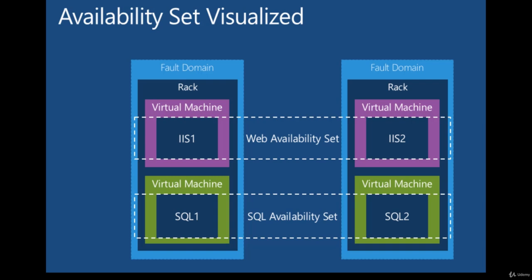So a fault domain defines a group of virtual machines that will share a common set of hardware switches that share a single point of failure. For example, that will be a server rack serviced by a set of power or networking switches. Virtual machines in an availability set are placed in at least two fault domains. Now this mitigates against the effects of hardware failures, network outages, power interruptions, or software updates.